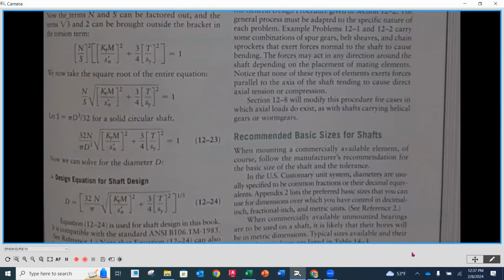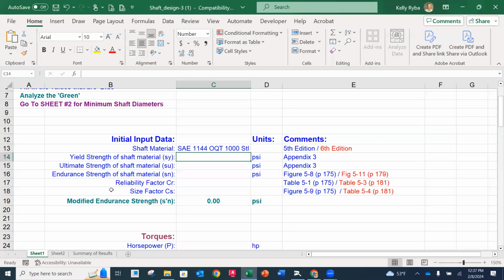So on our spreadsheet, that's what we're going to put in that spot, 83,000. And you can be doing this right along with me for this example. The next one is going to be the ultimate strength. We get that from the very same table, okay? Ultimate strength is the same as the tensile strength. It's always the highest point on that stress strain diagram, okay?